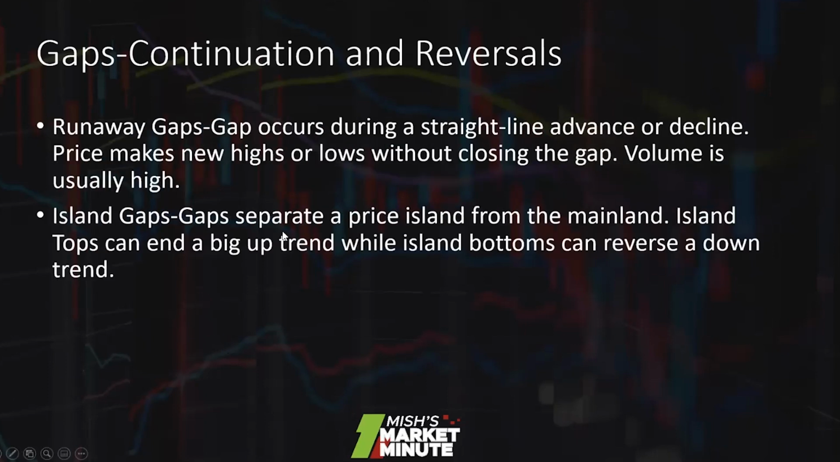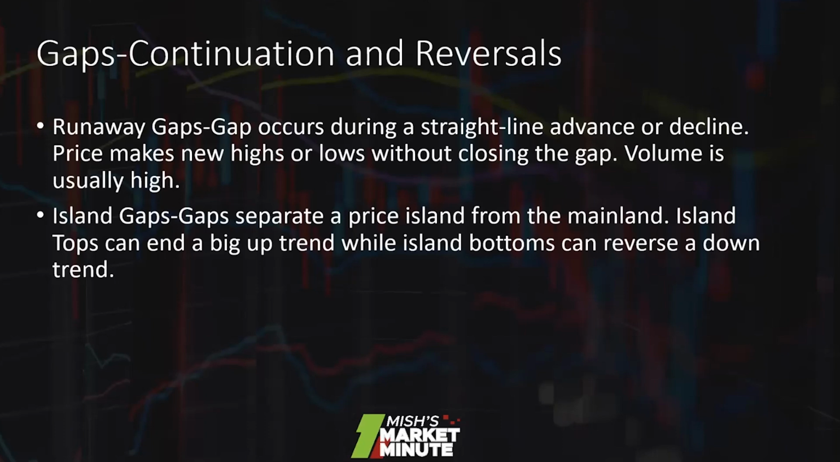So a runaway gap is another type of gap, different than the breakaway gap, because it basically means that these gaps occur as they're going up in a straight line. So you get a gap up and then another gap up and another gap up. That's really showing that that particular instrument is not only running away, it's actually going parabolic. And so that again would be accompanied by very high volume.